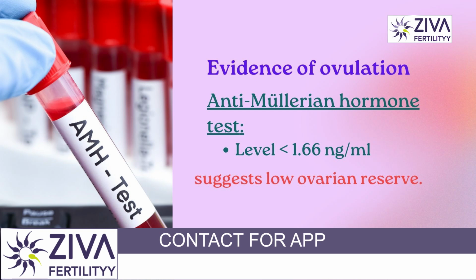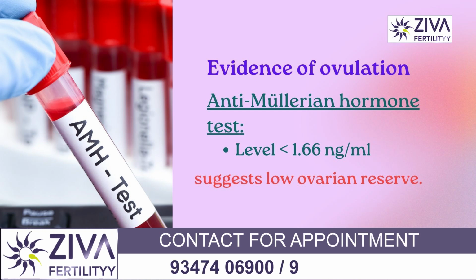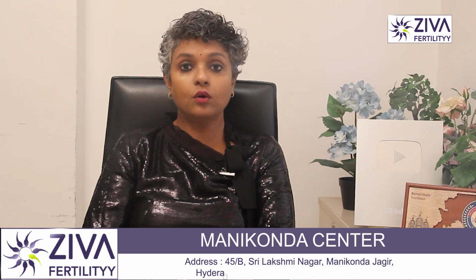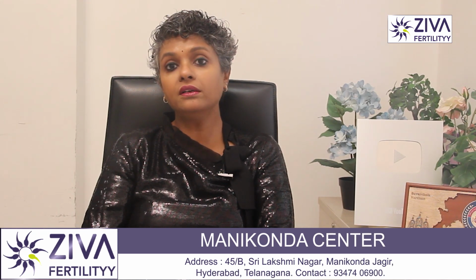So the evidence of ovulation comes from evaluating ovarian reserve with one or more of these following tests that I'm going to talk about. AMH hormone levels, if it is less than 1.66 nanograms per ml, it suggests that it is a low ovarian reserve and maybe we should begin treatment.